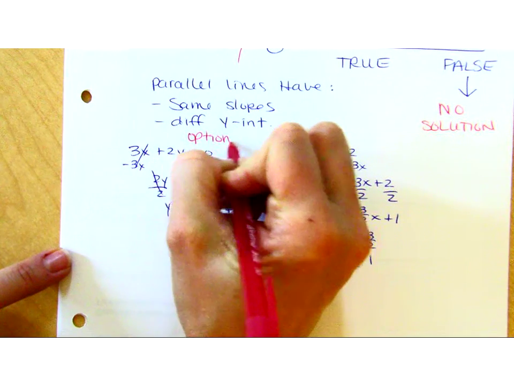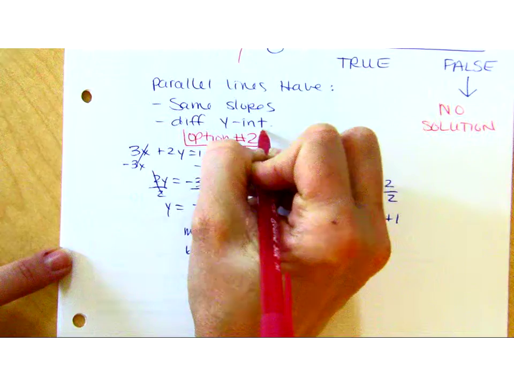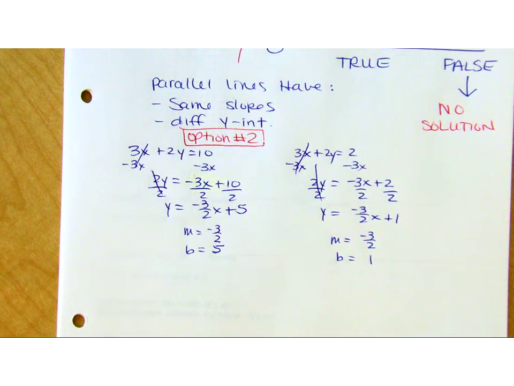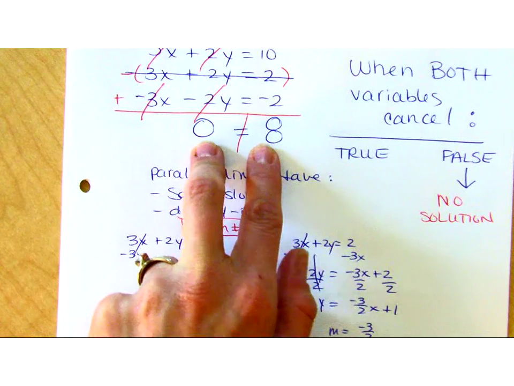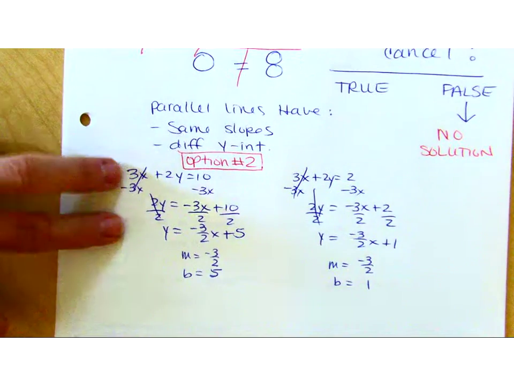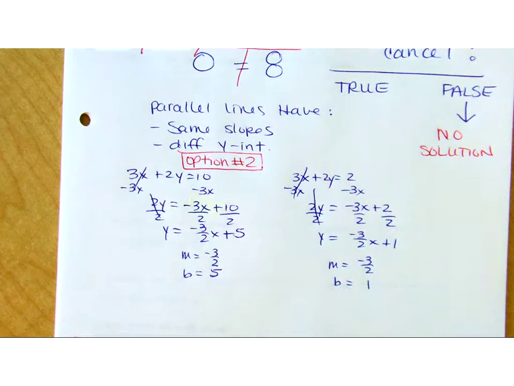So guess what we're going to call this? Option 2. So today when I give you problems to practice, I'm going to ask you, how many solutions does this system have? Don't worry about giving me the answer. I just want to know. Does it have no solution? Does it have one solution? Does it have infinitely many solutions? So you can either solve it to see if you get a true or false statement, or you can solve them both for y and compare their slopes and y-intercepts.